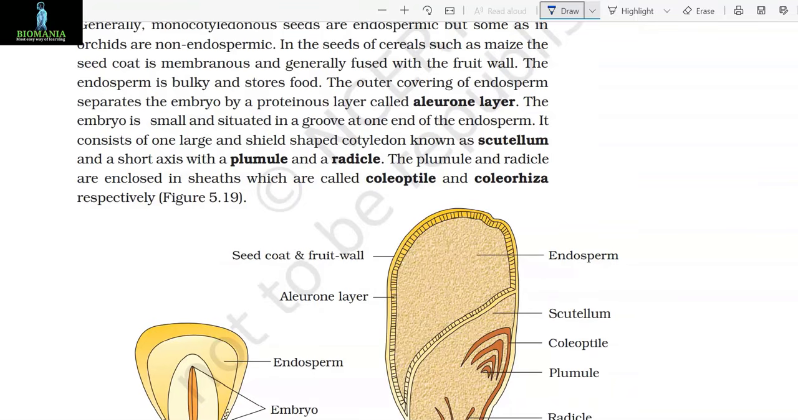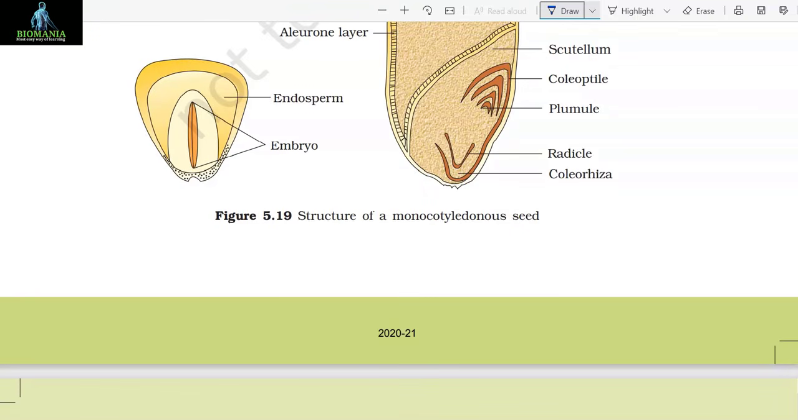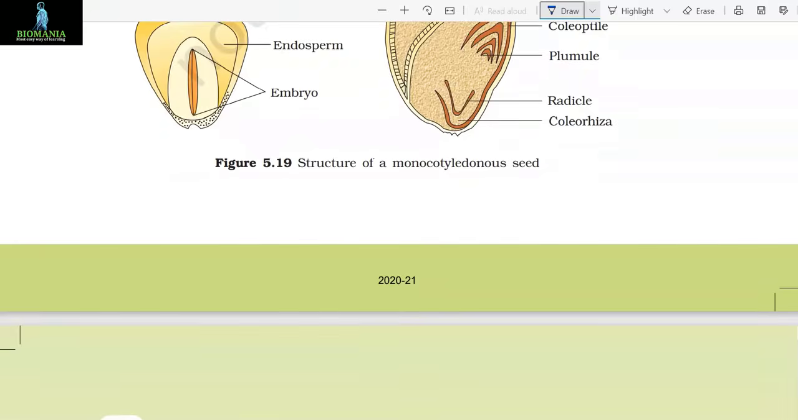It consists of one large and shield-shaped cotyledon known as a scutellum and a short axis with a plumule and a radicle. The plumule and radicle are enclosed in sheaths which are called coleoptile and coleorhiza respectively. 5.19 Structure of a monocotyledonous seed.